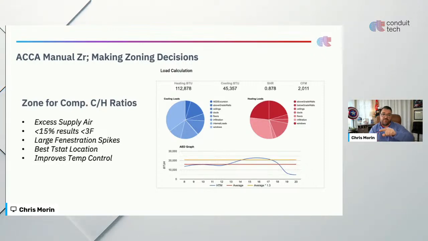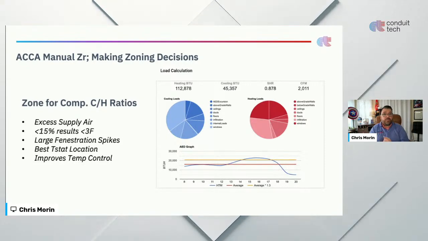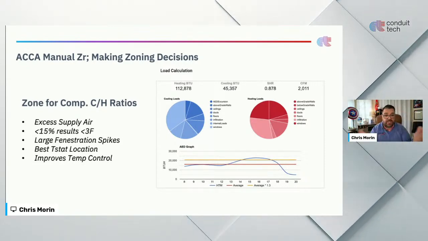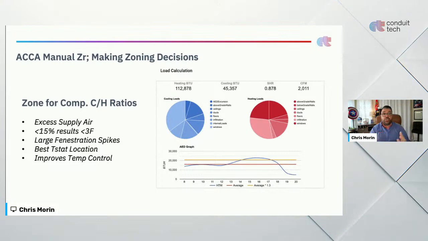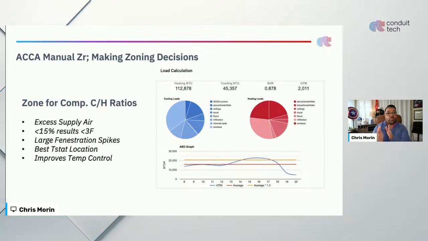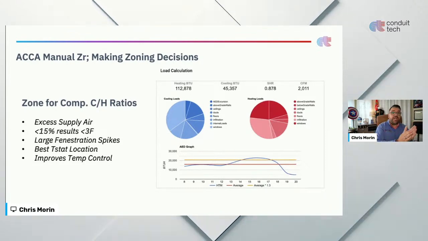So you're going to find if that AED curve spikes above the average of 1.3, so 30% over 100%, 1.3, then you should zone that home. And this is where, if you do a room by room AED curve, you can see when they would actually spike. And in cooling, I have to group those rooms together.